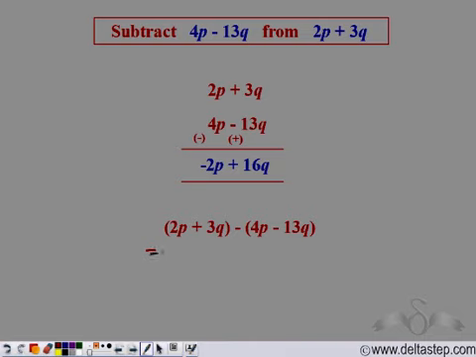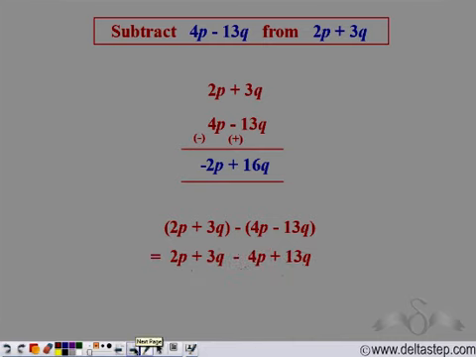Now let us open these brackets. So 2p plus 3q remains the same. We have a minus sign here. So what will happen as I open the bracket? Will this be plus 4p or minus 4p? It will be minus 4p. Now again, considering this minus sign, minus into minus gives us plus. So this will be plus 13q.